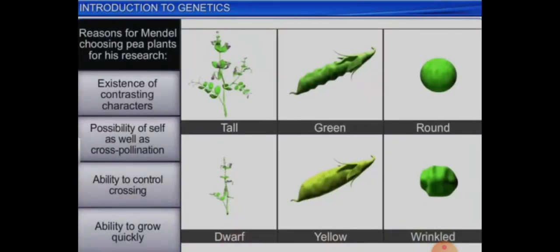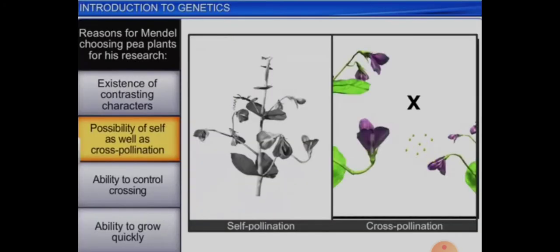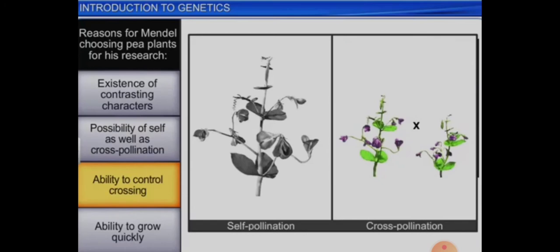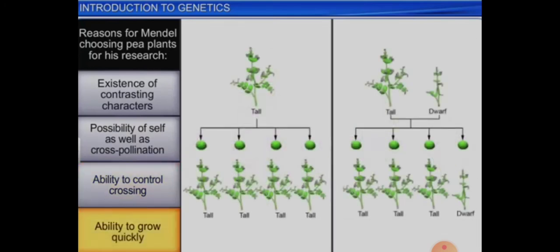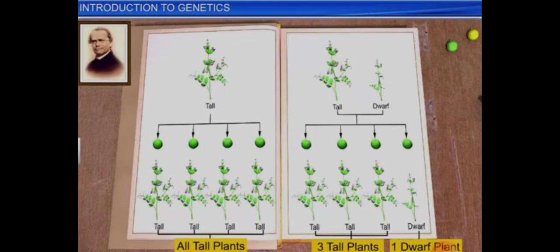The reason for Mendel choosing the common pea plant for his research was that the plant had various contrasting characters like length of the plant, color of the pod and shape of the seed, which were visible to the naked eye. Moreover, self-pollination as well as cross-pollination was possible in these plants, and crossing between these plants could be controlled. In addition, these plants grow quickly and produce a large number of offspring. Mendel, for the first time, applied statistical analysis and mathematical logic to biology.